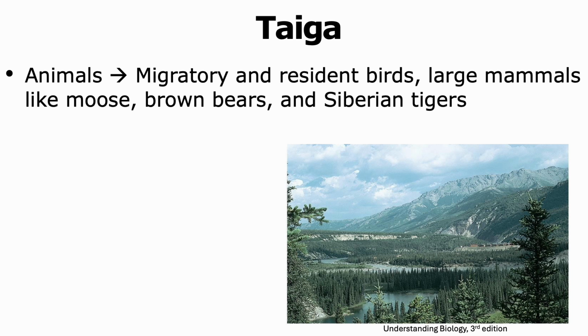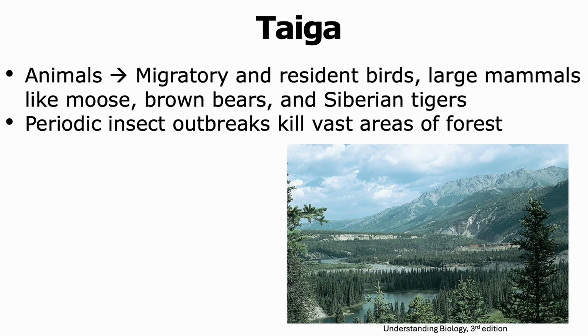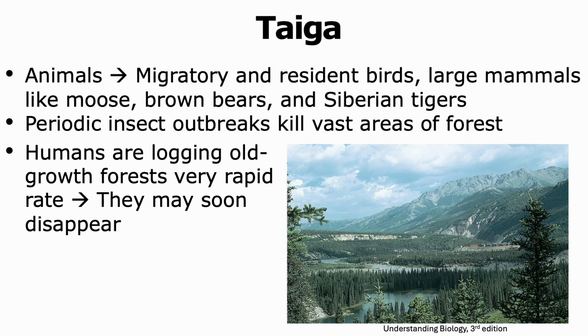There are more animals present in the taiga biome than the tundra biome. These include migratory or resident birds, as well as large mammals. We do have periodic insect outbreaks that tend to kill vast areas of the taiga forest. Recently, however, humans have been logging these very old forests at a very rapid rate, and hence they are at risk to disappear pretty quickly.